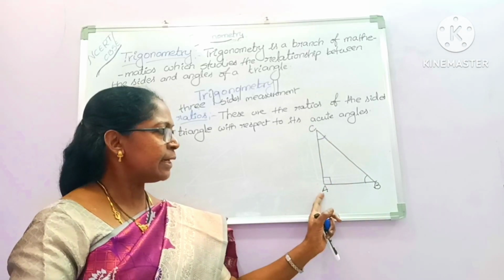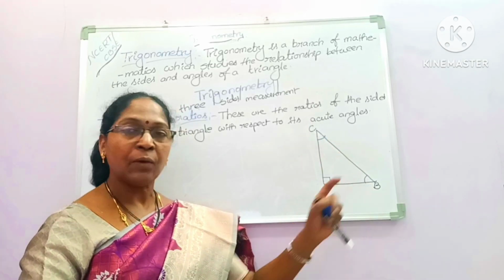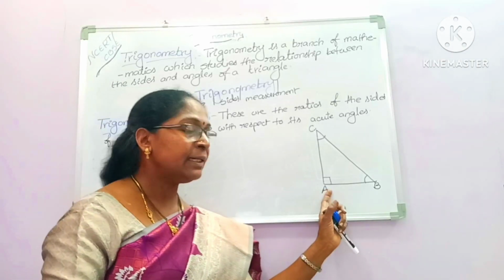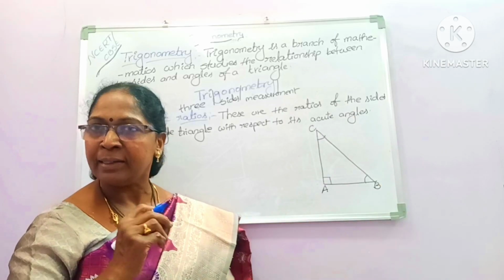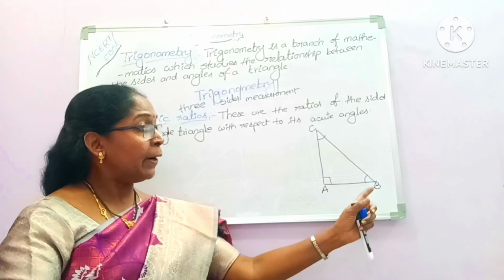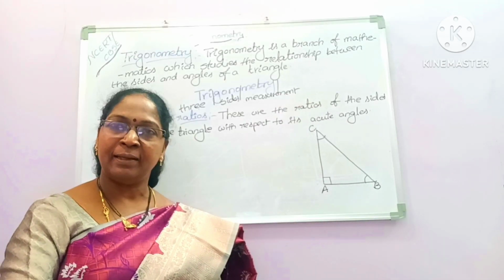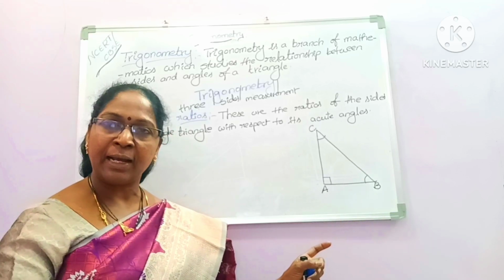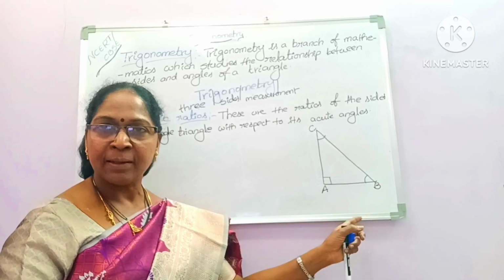Then how can you say here one angle equals 90 degrees and the remaining two angles equal how much? By using the angle sum property you can find out the angle values. What is that angle sum property? The sum of the angles of a triangle equals 180 degrees. That is the angle sum property.